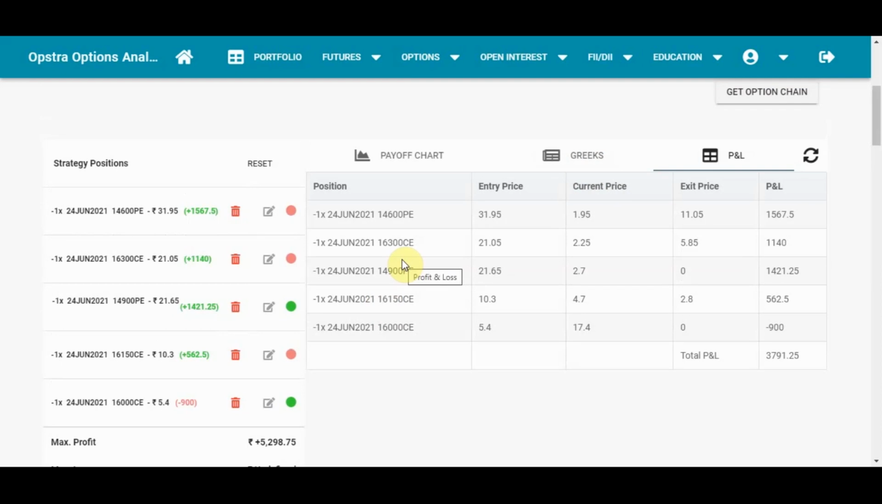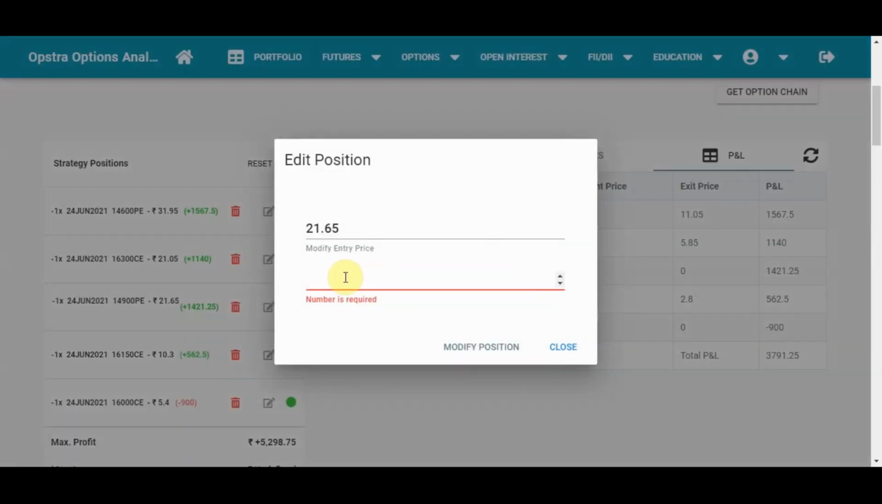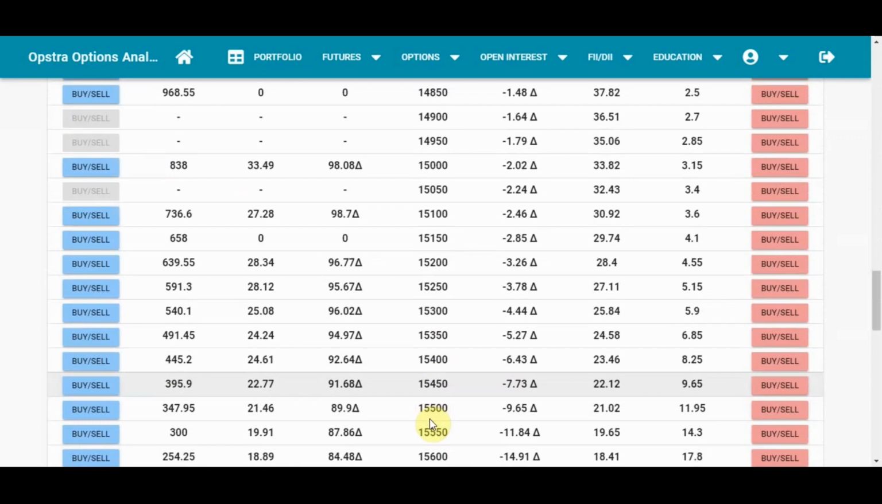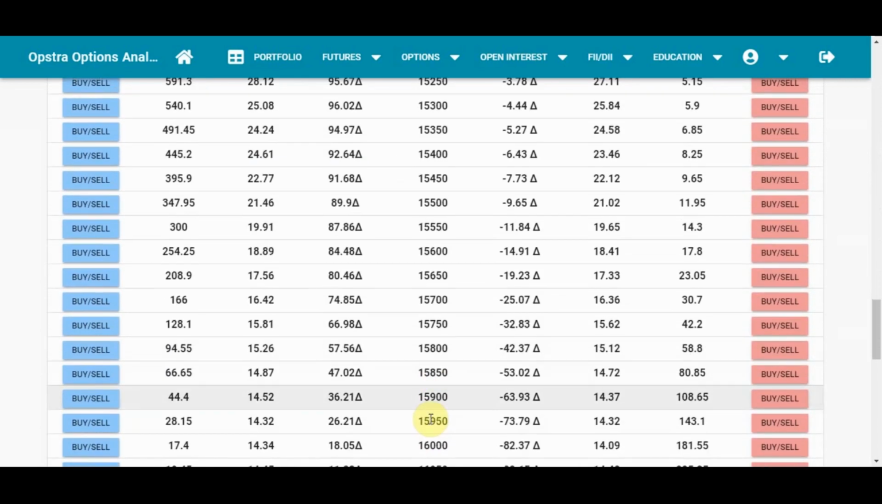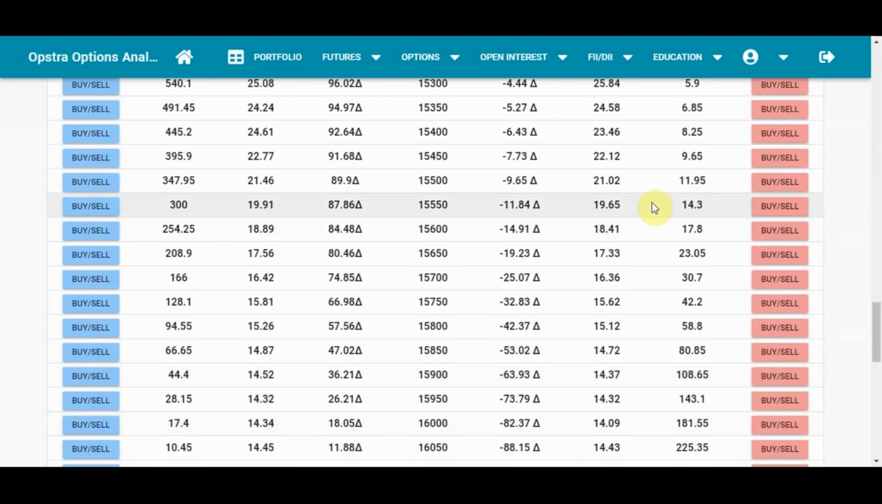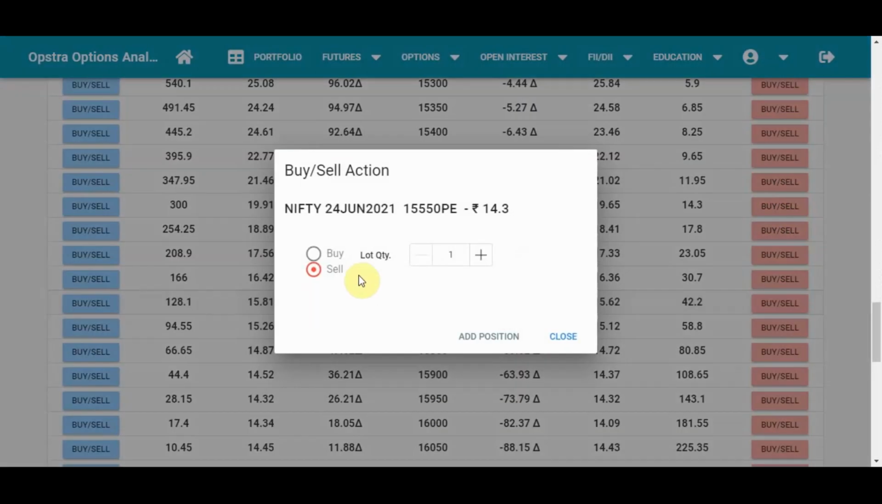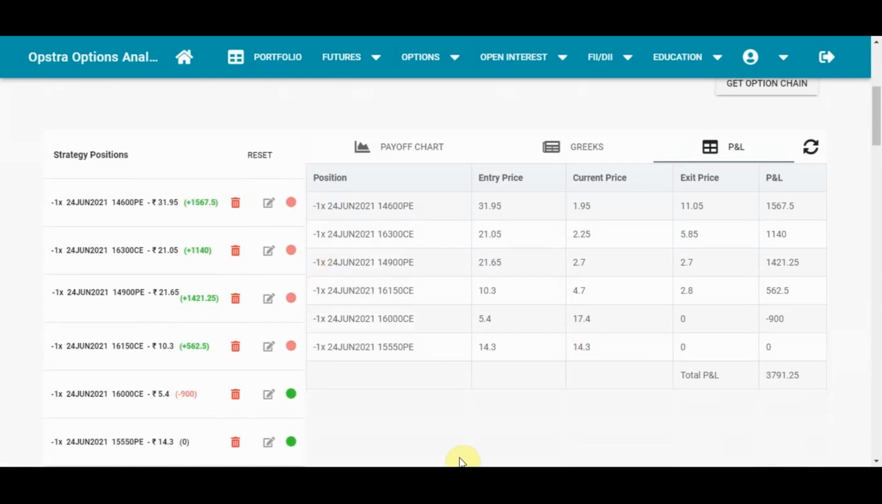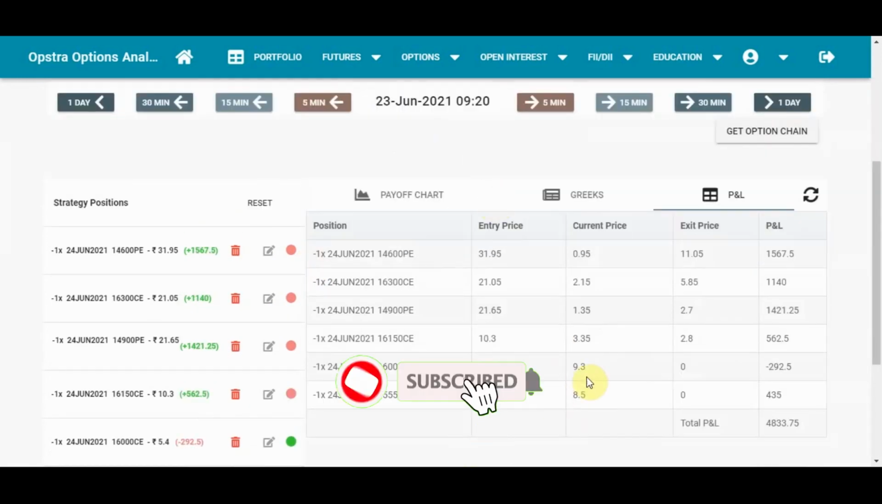So I'll book this 14,900 put and sell a new put. In this case, I'll prefer to sell a 15,550 put. One day before expiry, both the options have fallen considerably and our total profit is 4833.